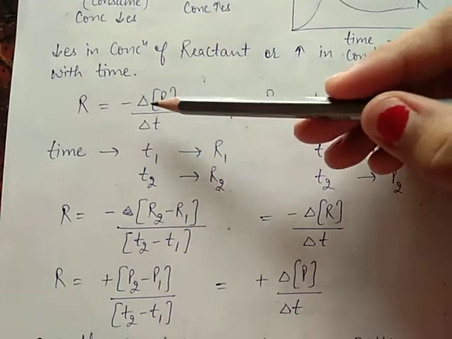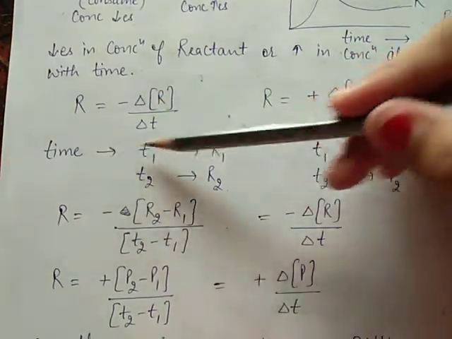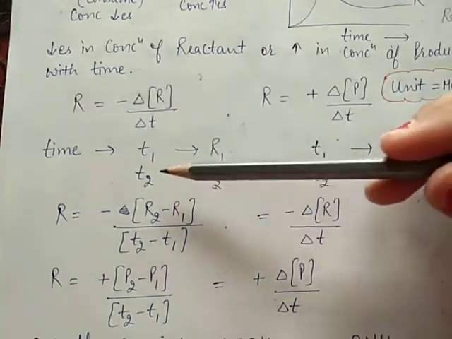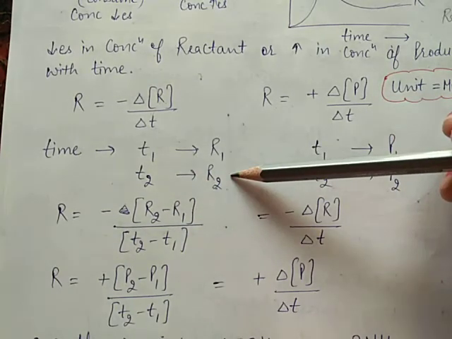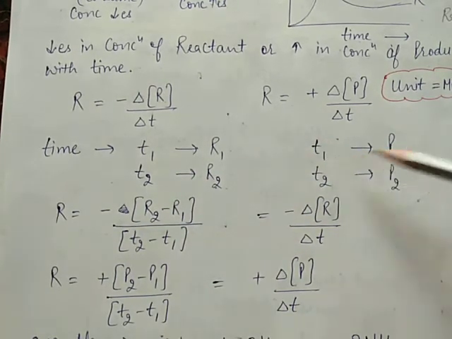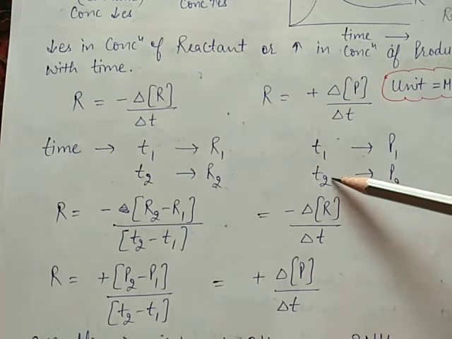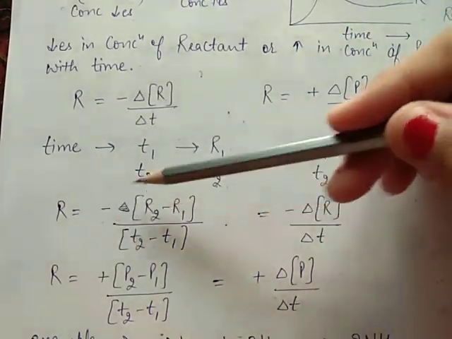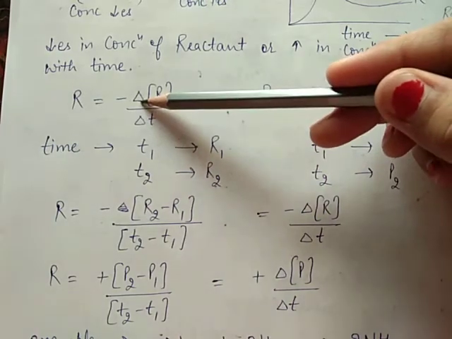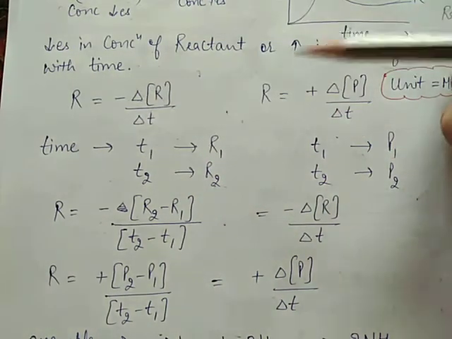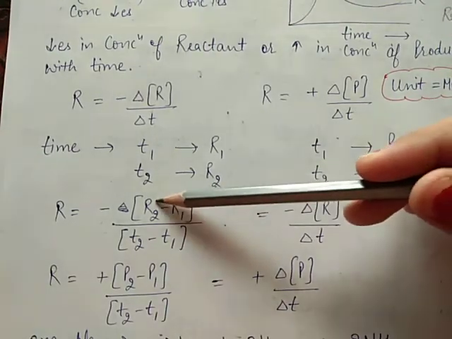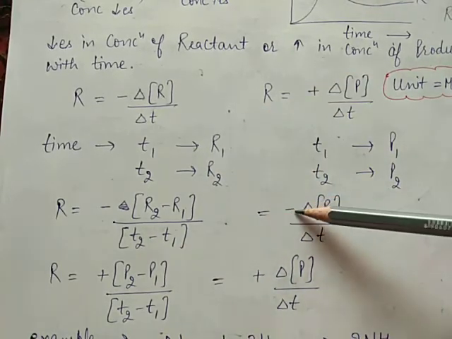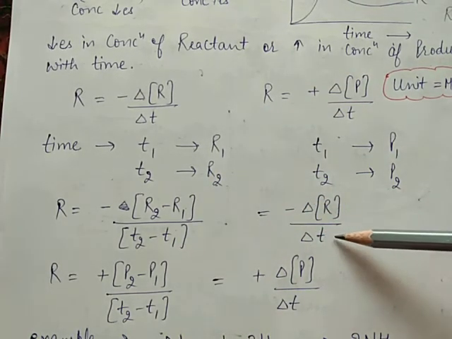Now what is delta? Suppose at time t1 the concentration of reactant is R1, and at time t2 the concentration of reactant is R2. Same in this case, at time t1 product concentration is P1 and at time t2 product concentration is P2. Then rate is equal to minus delta, which means total change. Total change means final minus initial. So rate is equal to minus (R2 minus R1) divided by (t2 minus t1), that is equal to minus delta R by delta t.